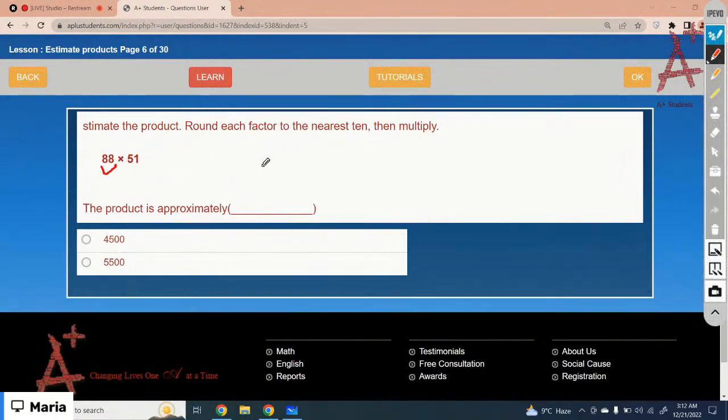88 is rounded off to... 8 is at the tens position and the digit right next is 8. 8 is greater than 5, so it is rounded to the next 10. Got it? It would be 90.